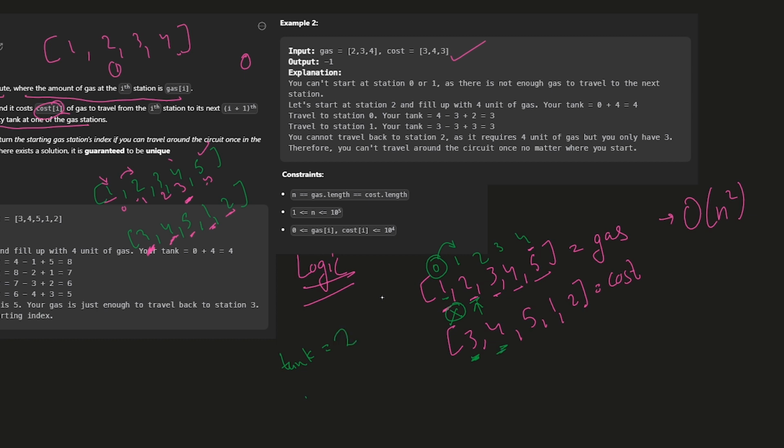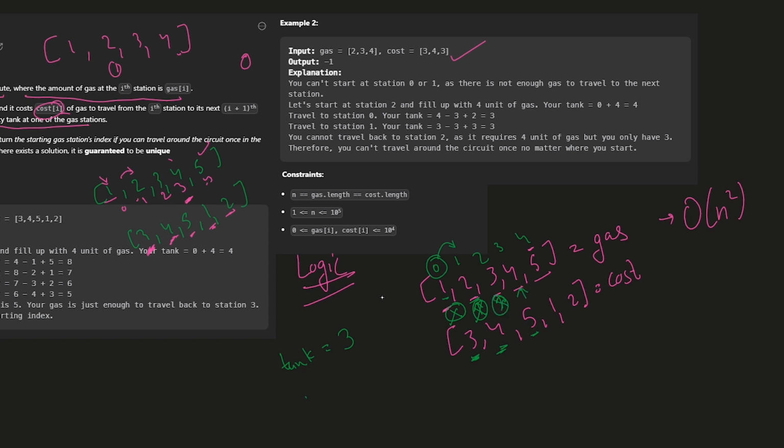So we can say now we need to spend 4 amount to move to the next tank. That is not possible because we have only 2 amount, right? So we can say that start from this particular index now, because this index is not going to give us a solution. Now we need to spend 5 amount to move to the next station, but we have a 3 amount, right? So we don't have enough amount to move to the next station.